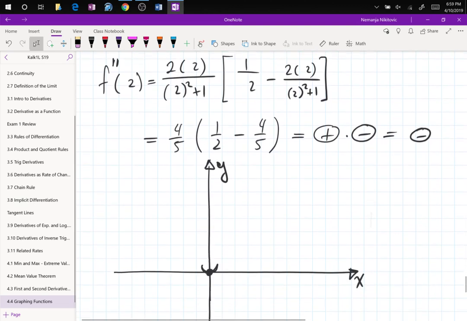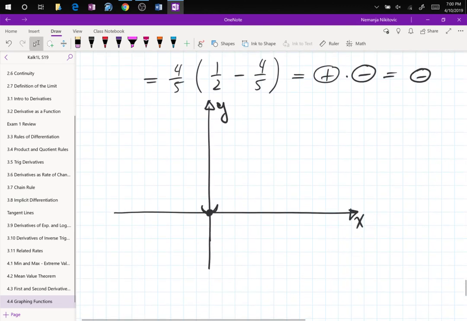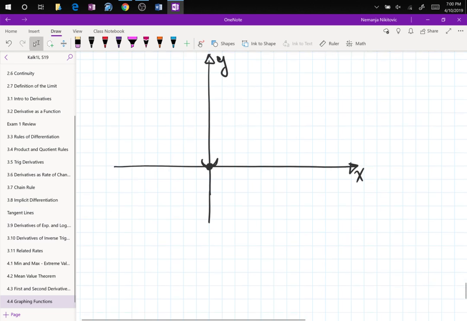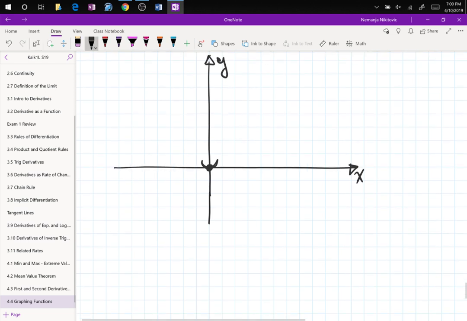So what should we do? This is where we calculate extra points. There's nothing else we can do. So we compute additional points so we can graph.